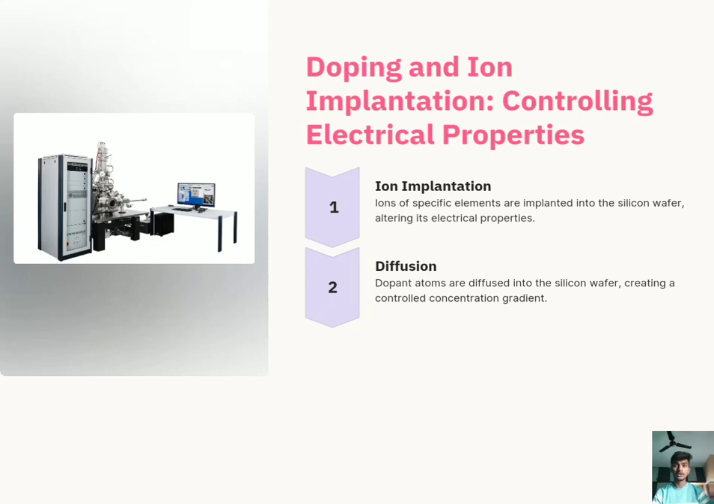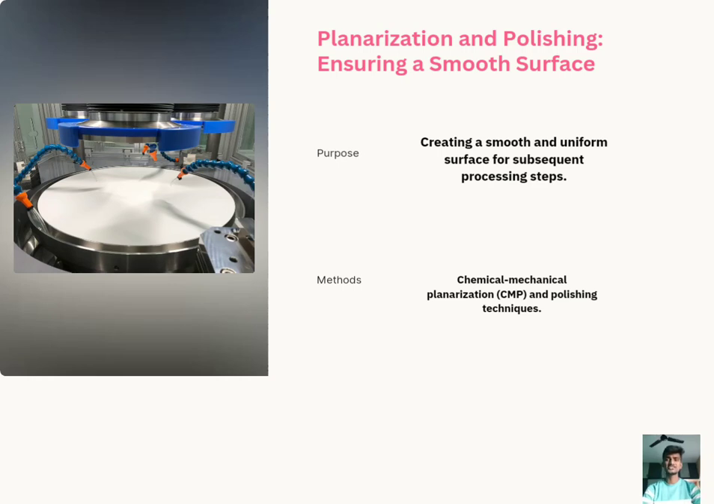These involve dopants, such as N dopants or P dopants. These are semiconductor materials that are mainly used in MOSFETs for the doping process and fabrication process also. Next is planarization and polishing, ensuring a smooth surface.